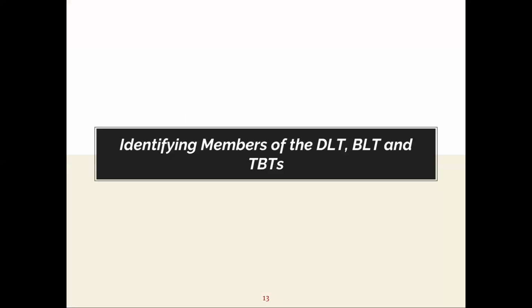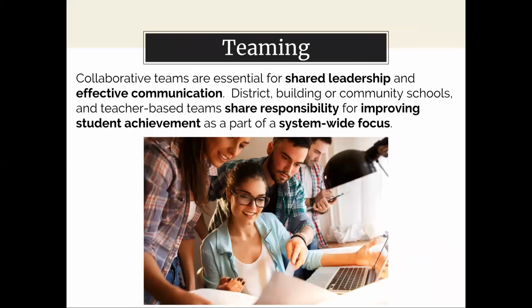Now you know the various teaming structures that need to be in place. Let's discuss the membership of these teams. Collaborative teams are essential for shared leadership and effective communication. District, building, or community schools, and teacher-based teams share responsibility for improving student achievement as part of a system-wide focus.